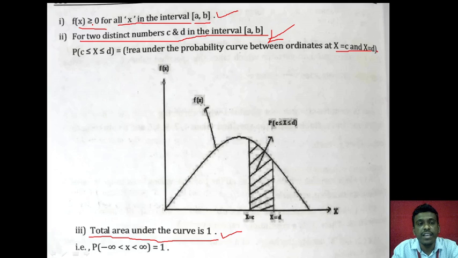The value of the function f(x) should always be greater than or equal to 0, that is, it should always be a positive value, in any interval a and b. Suppose this is a continuous function here, whatever line is there is a continuous function.